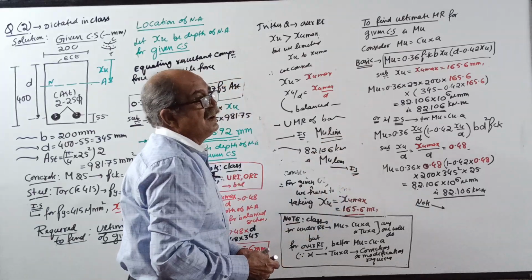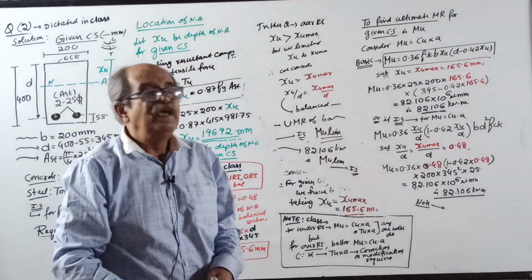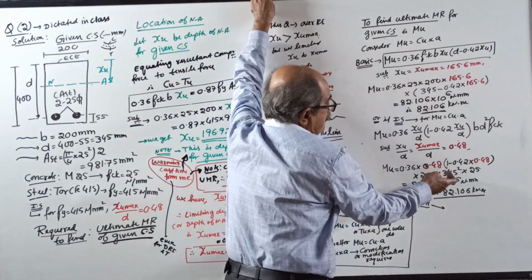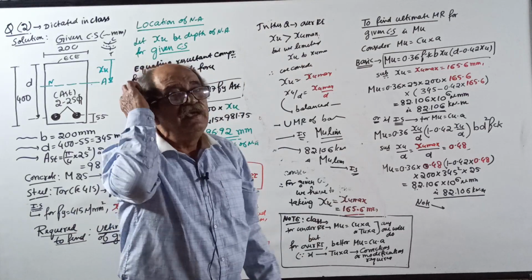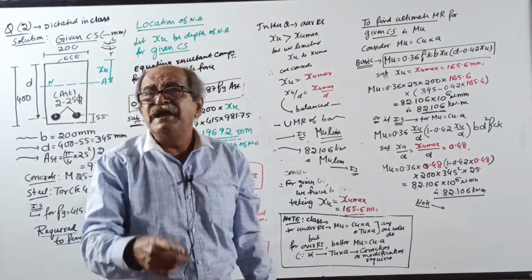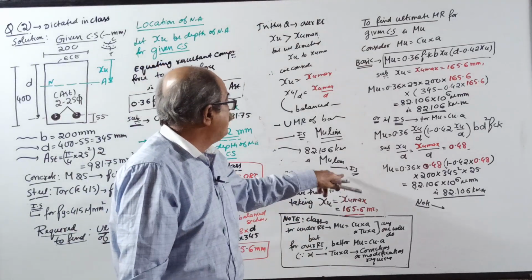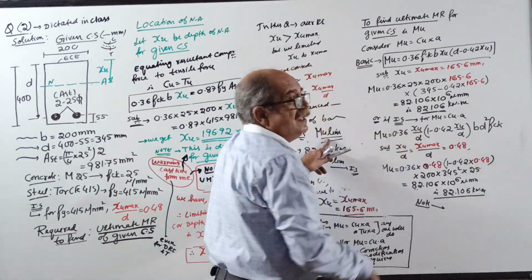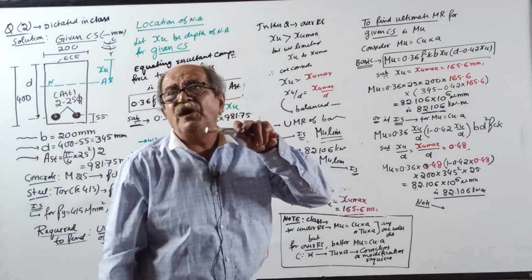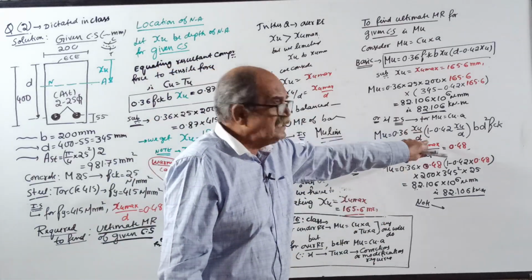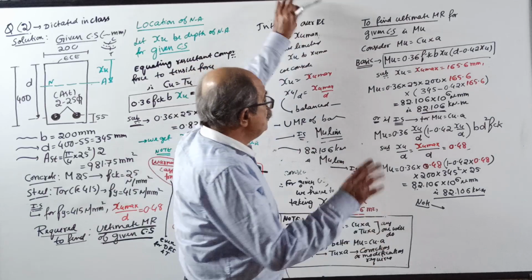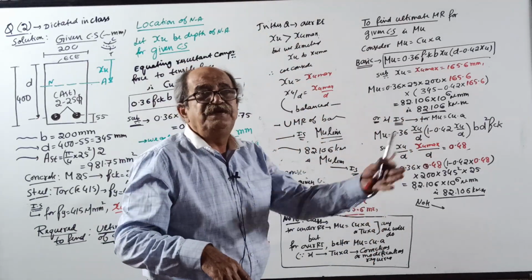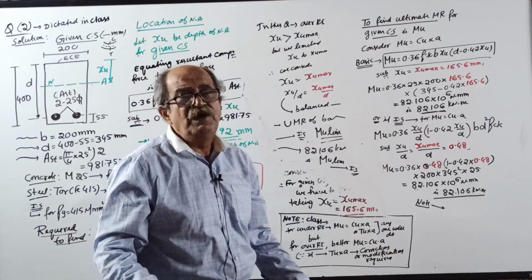Even the American code has the same thing, though some other symbol may be used. Since your xu is equal to xu max, that ultimate MR is referred to as the limiting MR. IS code gave a formula for Mu limit. There they do not write xu by d; because they are giving the formula for Mu limit, they wrote xu max by d only. But we should write xu by d for analysis. That is for the design part, which I will see in the regular batch.